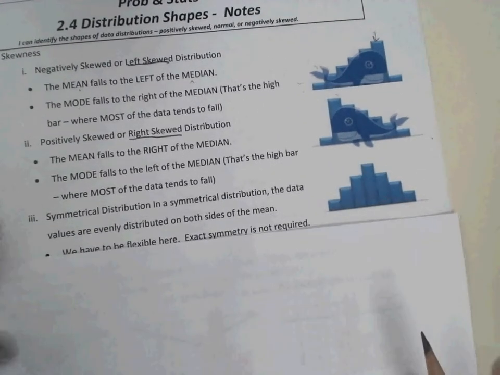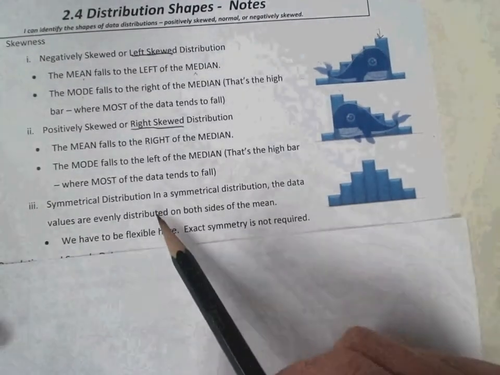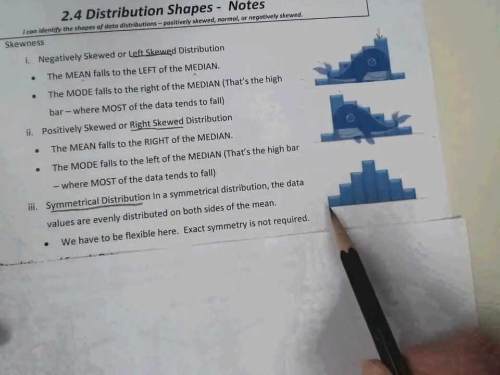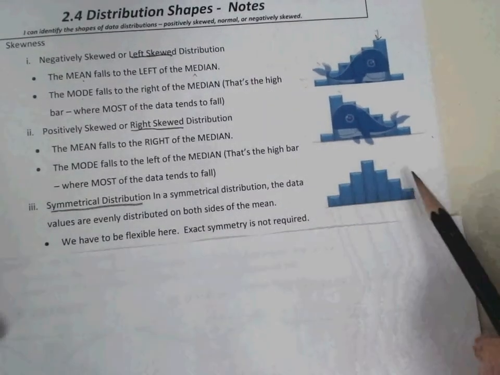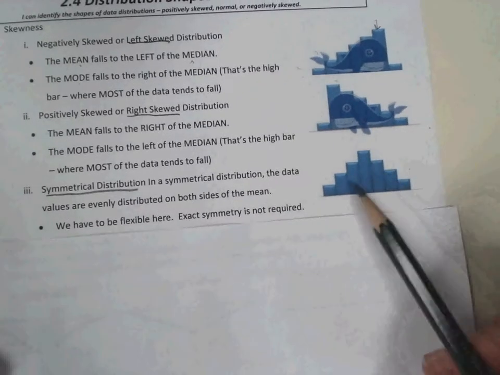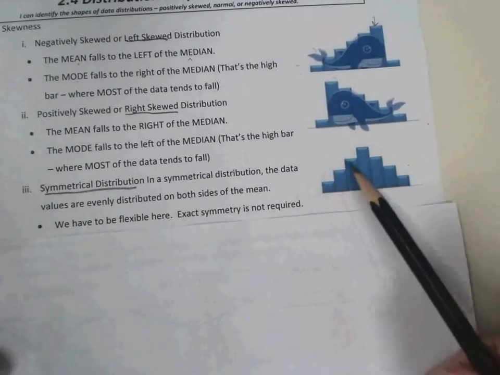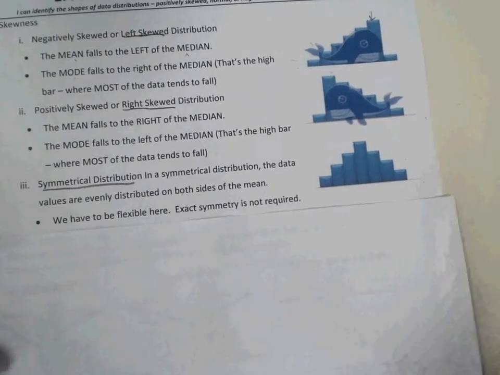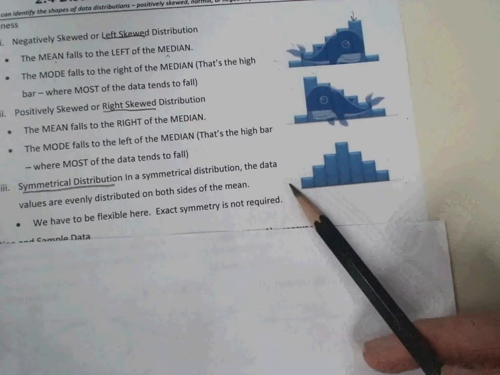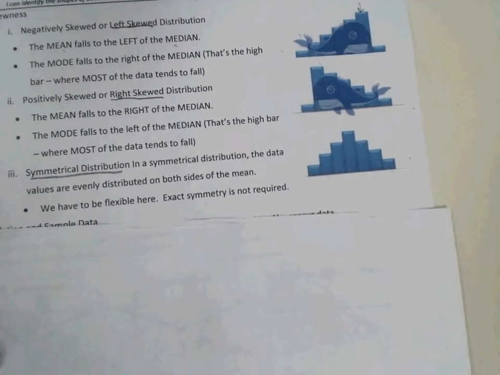And lastly, the symmetrical distribution. In this case, the data values are evenly distributed on both sides of the mean. Now, it doesn't have to be exact when we talk about the symmetric distribution, but it does look very close to being bell-shaped as this symmetric distribution looks.